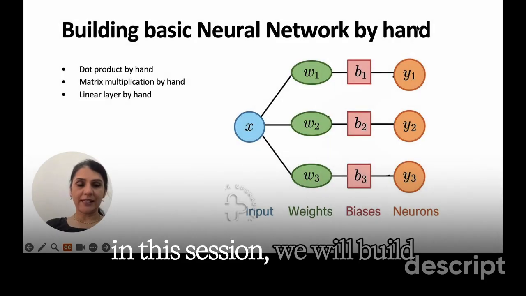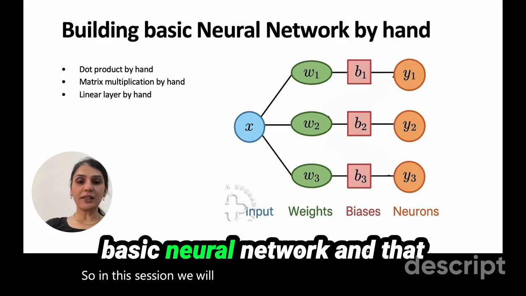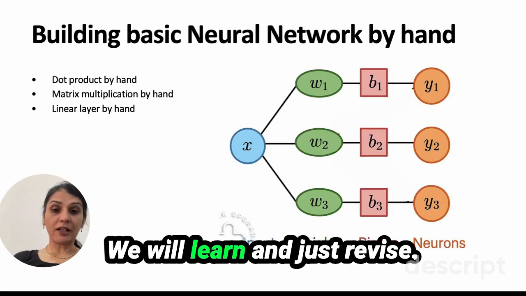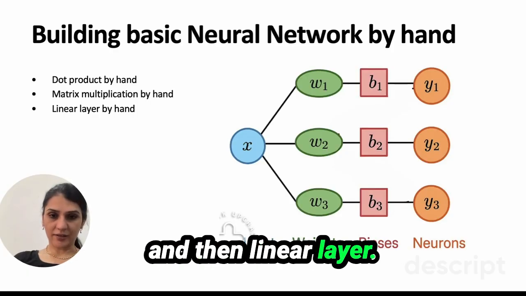In this session we will build a basic neural network by hand, no coding. We will use the dot product, which we will learn and just revise, then multiplication, and then the linear layer.